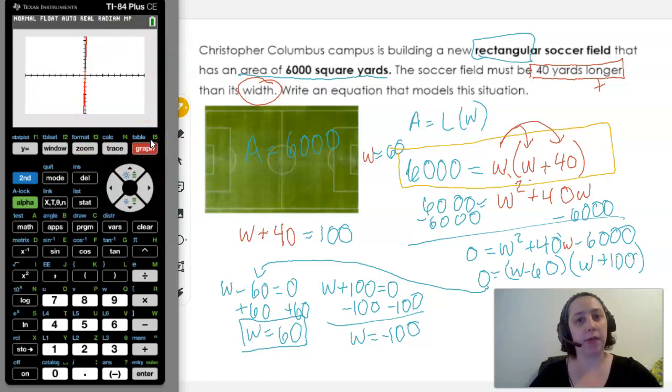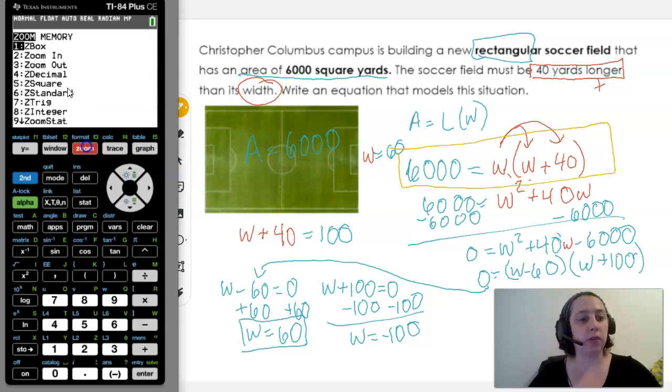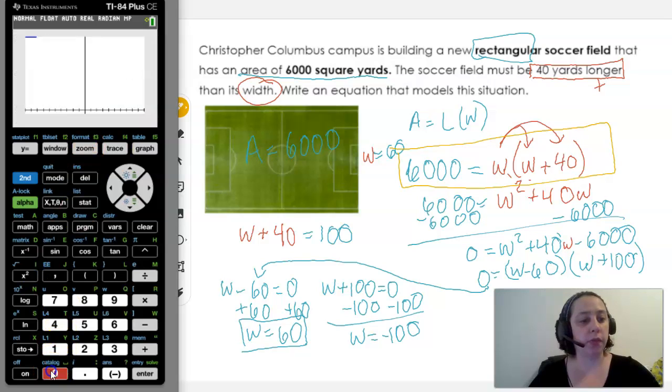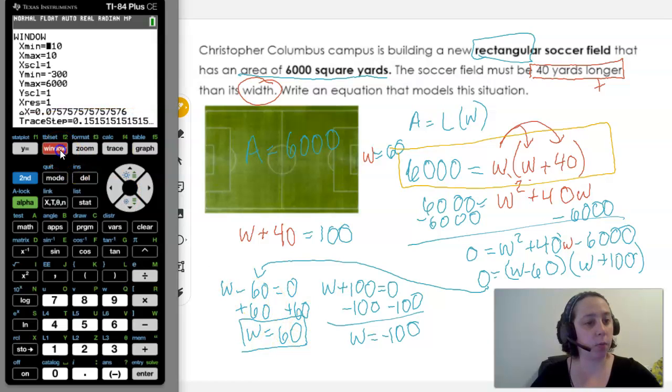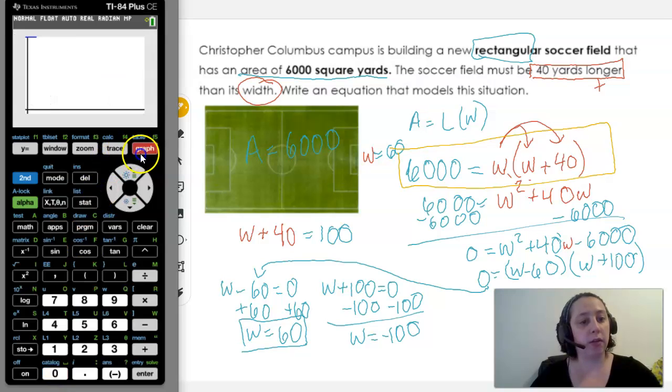I only see one graph here, so I'm going to press zoom 0. Okay, so now I can see the two graphs, but I don't see where they intersect. I'm going to try and change my window, and because we only care about the positive one, I'm going to click on Window, and change my X maximum. I'm going to make it a really big number, talking about 6,000, so maybe I'll make it 600. Who knows? And look at the graph.